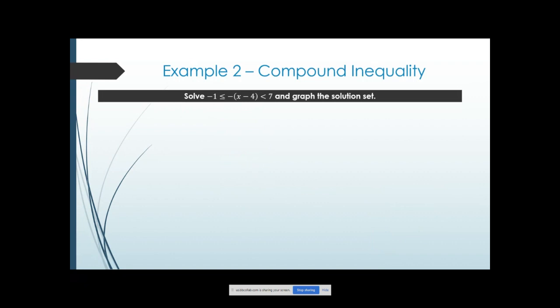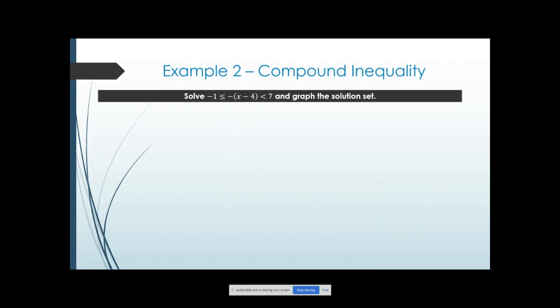Okay, so example 2 here, we have a compound inequality. And a compound inequality is when you have two inequalities and they are combined. So instead of having a left and a right side, we have a left, a middle, and a right. The rules apply for this, and we solve it just like we would do anything else, except that instead of doing it to both sides, aka left and right, we have to do it to three sides: left, middle, and right.